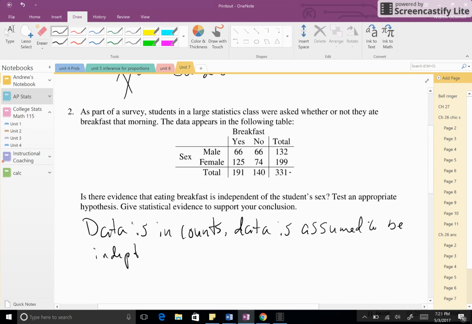Another condition is that each cell is going to have at least 5. We have 66, 66, 125, 74. We can ignore the totals. Each cell has more than 5 entries.